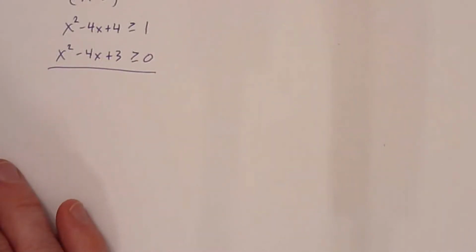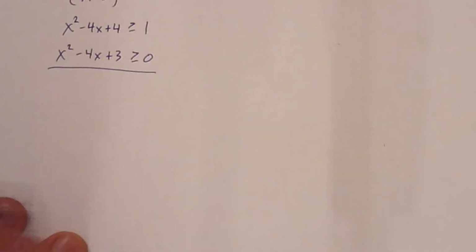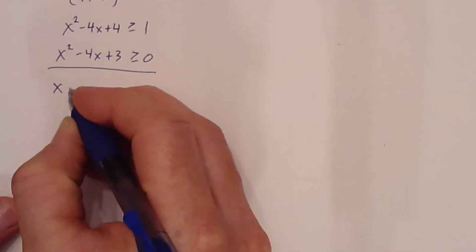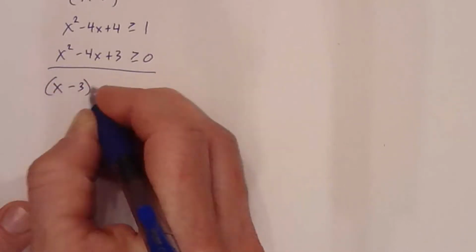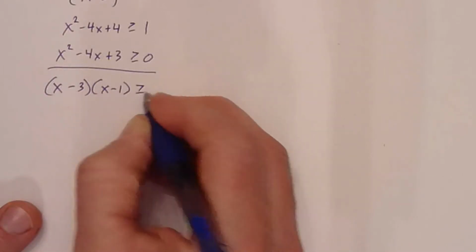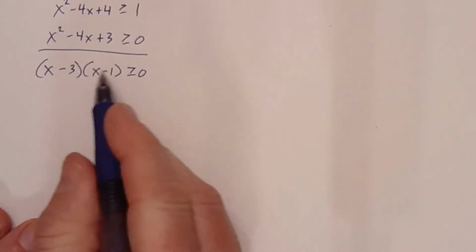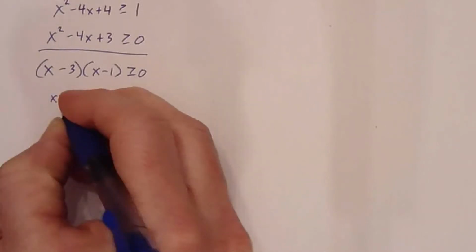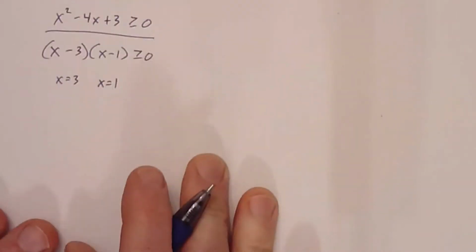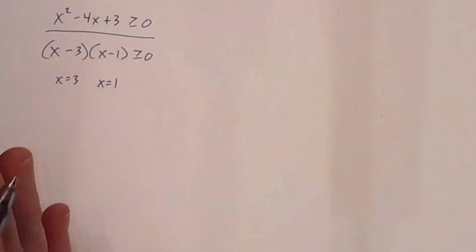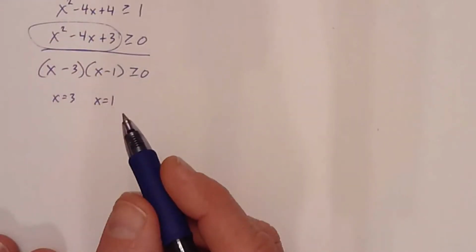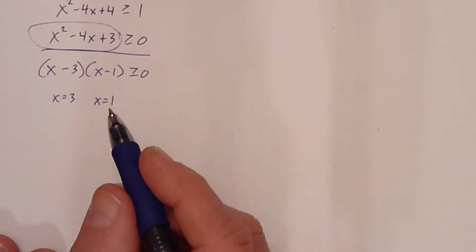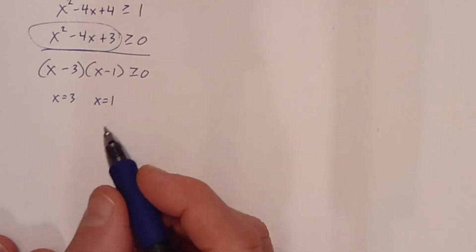And this inequality is going to be true for some values of x and possibly false for other values of x. And to figure out what those values are, I'm going to start by finding the critical points. I'm going to find that by factoring and setting each of these factors equal to 0. So that tells me that x equals 3 and x equals 1 are the critical points. Those critical points are the spot where the left side of the inequality could change from either positive to negative or negative to positive.